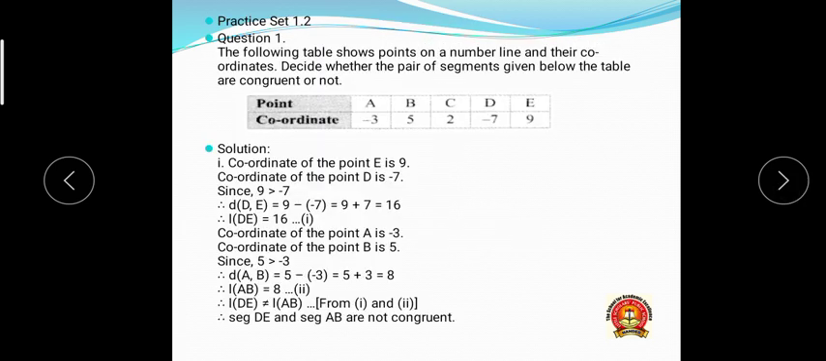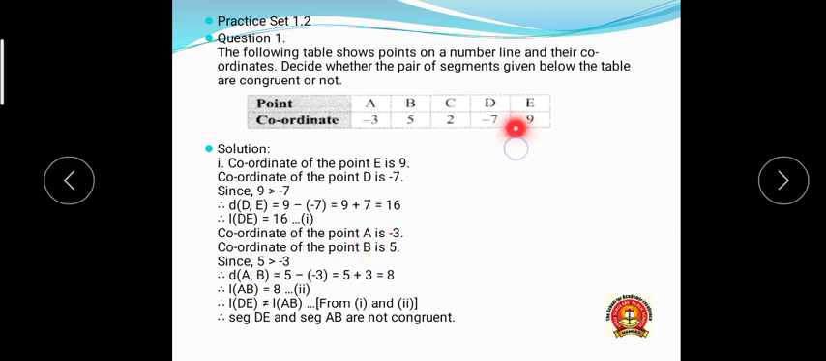Now I am going to explain some examples. See, the following table shows the points on the number line and their coordinates. A has -3, B has 5, C has 2, D has -7, E has 9. In the last session I explained how to find the distance if the coordinates are given. Same here. The coordinate of point E is 9 and D is -7. So what is the distance? 9 is greater than -7, and therefore the distance DE is equal to 9 minus -7, which is 9 plus 7, 16. So the length of DE is 16.